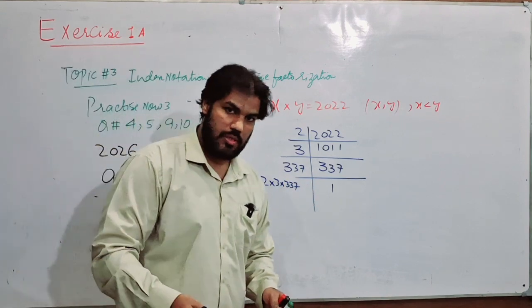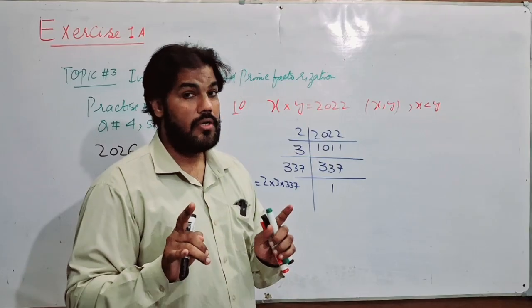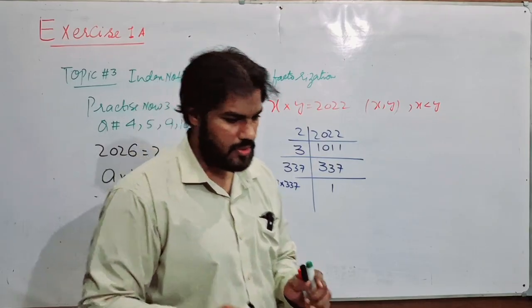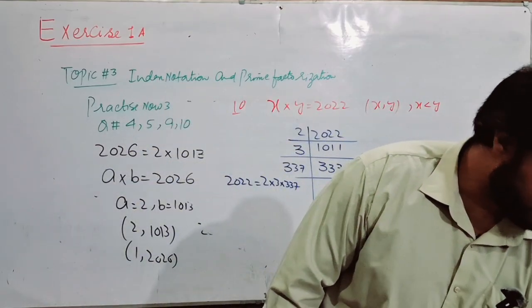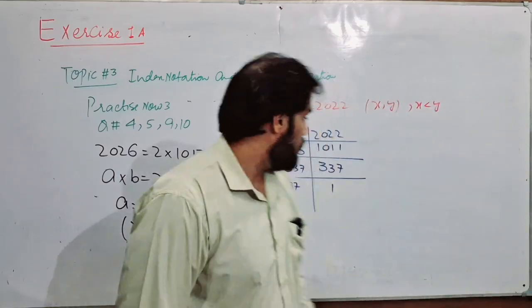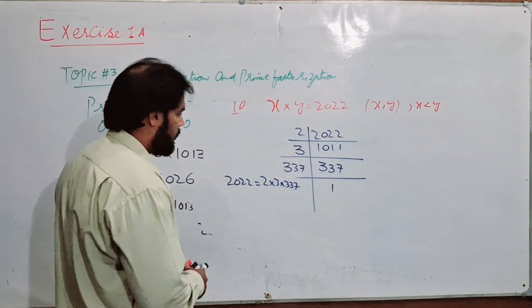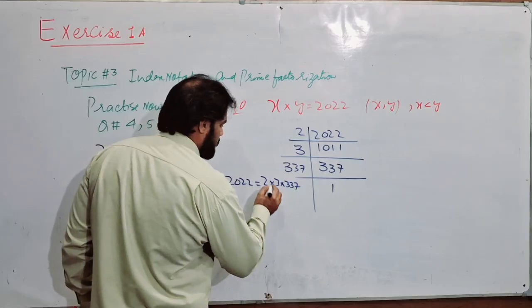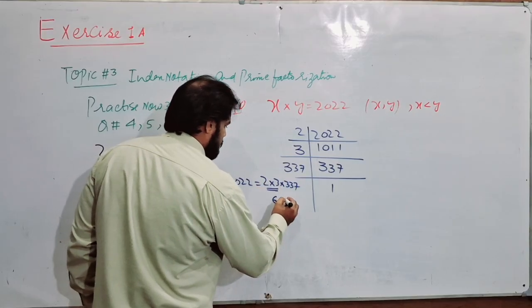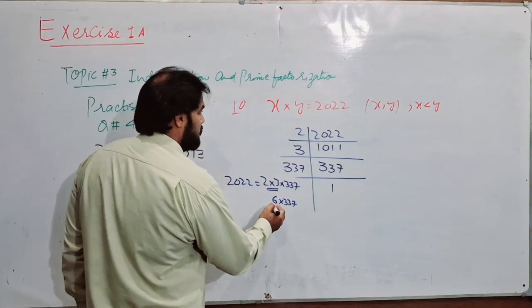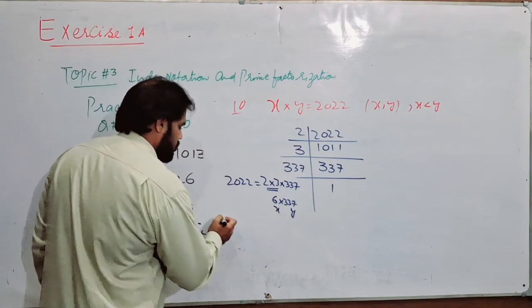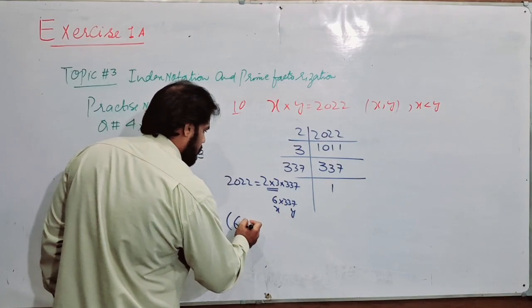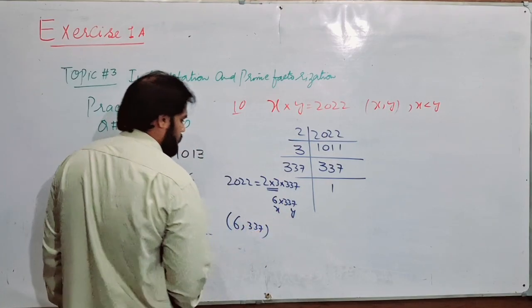Now you have to make all of the pairs where x and y are whole numbers. X and y are not necessarily prime numbers. There is no condition that x and y are prime numbers. Now see carefully. The first pair is, if you consider this as the first number, 2 3 is 6, 6 into 337. This is my x and this is my y. So the first pair is 6, 337. This is my first pair.